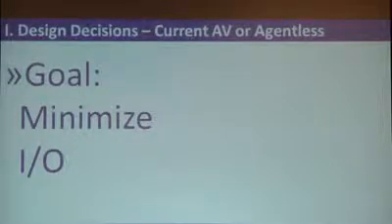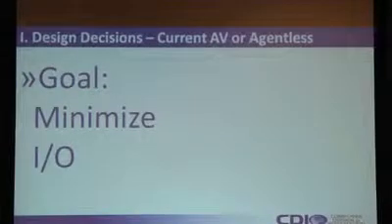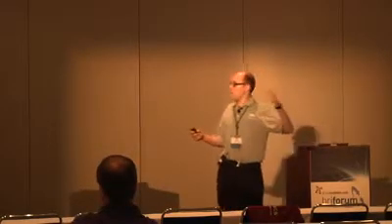So first, design decisions: current antivirus or agentless antivirus. Well, the goal is to minimize I/O. Why? Antivirus scans have a big load on your storage, and also on the processor, but the storage is the most important here. So if you have a lot of virtual desktops and you start scanning them all at once, they're going to slow down to a crawl. Unless, of course, you have SSD and so on and so forth. Before these technologies, we had to manage with regular antivirus. But now we have other options.